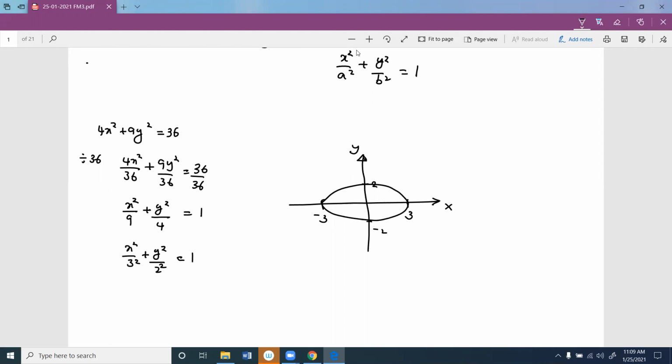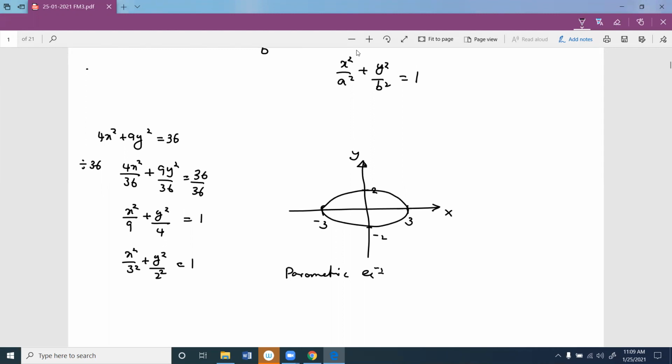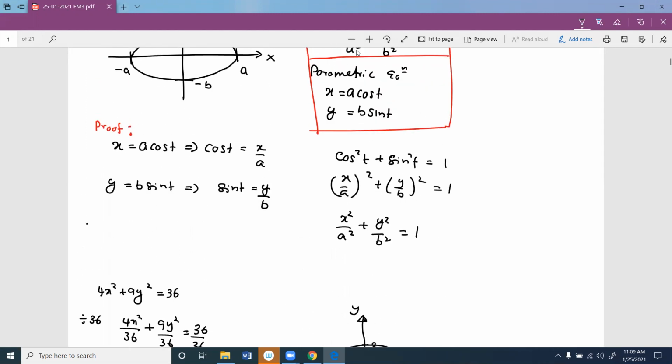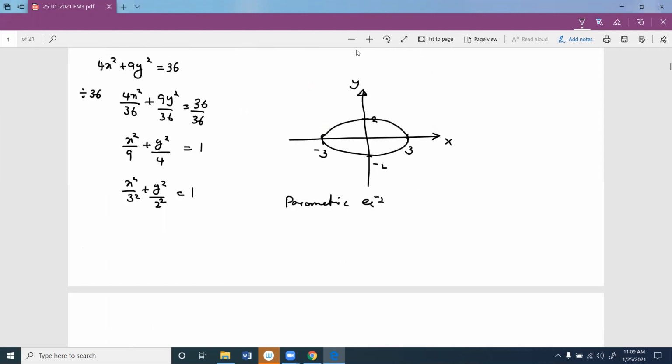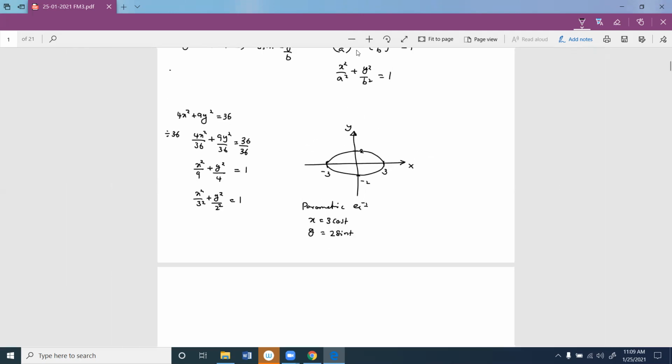Then if you need to write the parametric equations for this particular ellipse, we know that if these are a and b, the parametric equations are a cos t and b sin t. So the parametric equations become x equals 3 cos t, related to the x value, and y equals 2 sin t. These are the parametric equations for this respective ellipse.